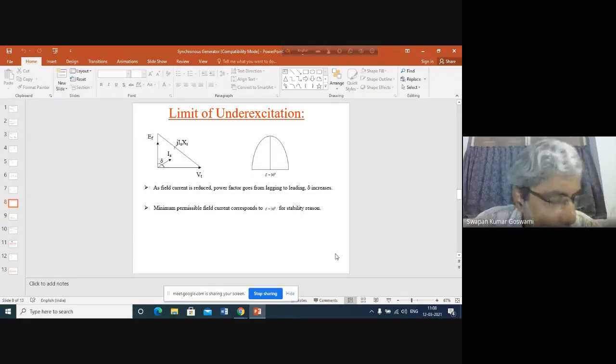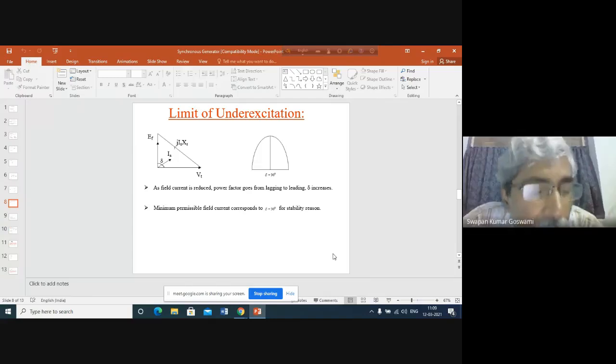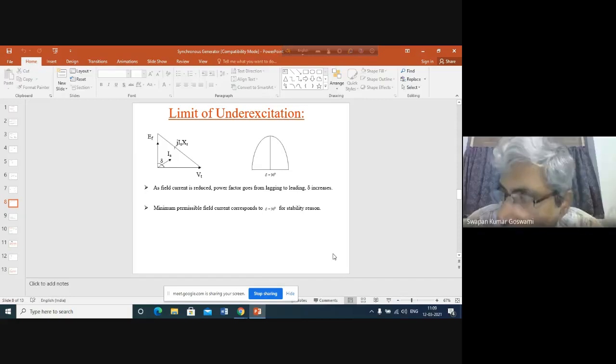Loss. Okay. Have you heard of Ferranti effect? Yes, sir. What is Ferranti effect? Can you explain? Anybody? Sir, at lightly loaded condition, receiving end voltage becomes higher than sending end voltage. Why is it happening? Why is that receiving end voltage becoming greater than the sending end voltage?